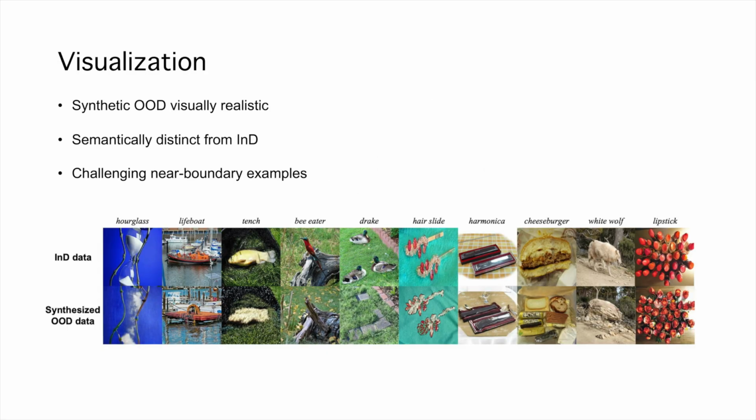Here are some visualizations. On the top row, we show original ImageNet images, and on the bottom are synthetic OOD samples. They are visually realistic, but semantically different. For example, lipstick becomes flowers, or a cheeseburger is decomposed into its components. These are exactly the challenging near-boundary cases we want the model to handle.